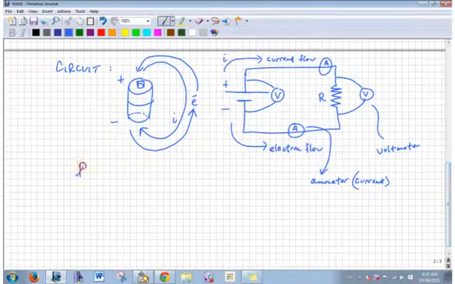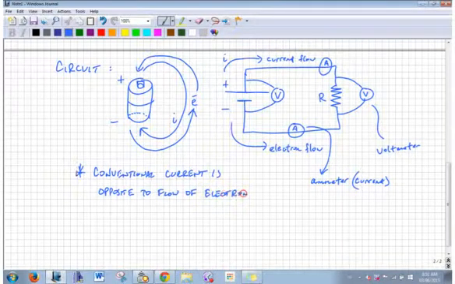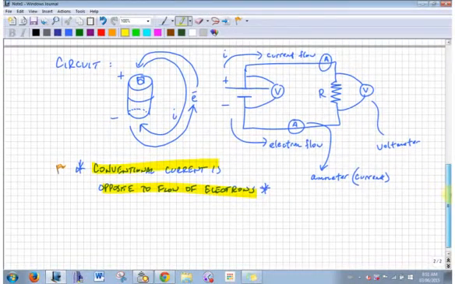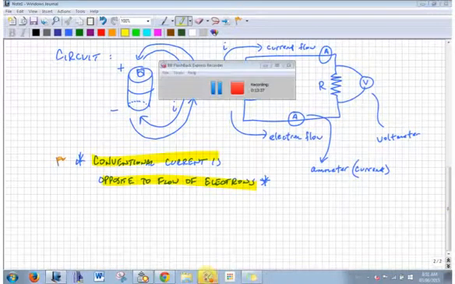Okay? So again, let's emphasize this. Conventional current is opposite to flow of electrons. Okay, just because, like I said, we kind of made a mistake and now it's stuck, and we wouldn't want to reprint all our old textbooks now, would we? Okay, so circuit, let's actually pause it right there.